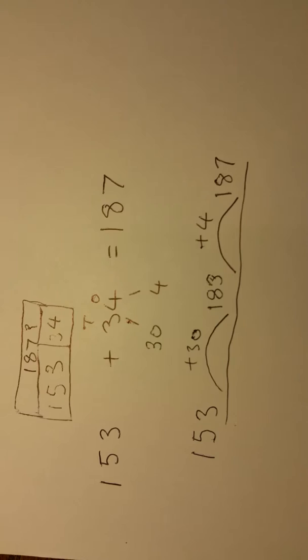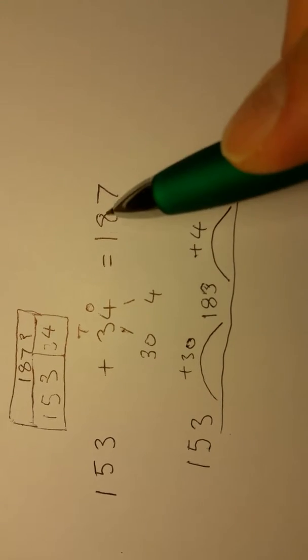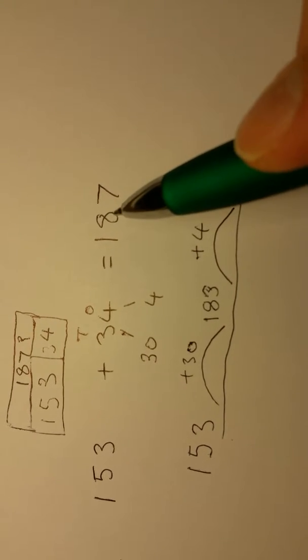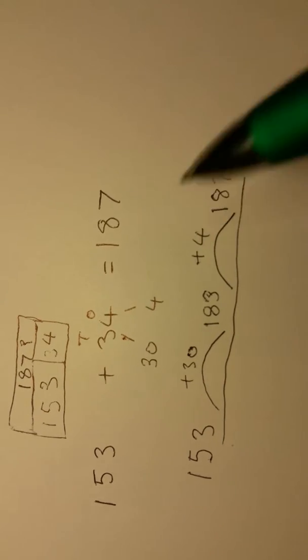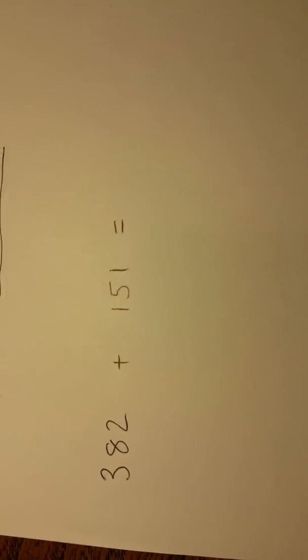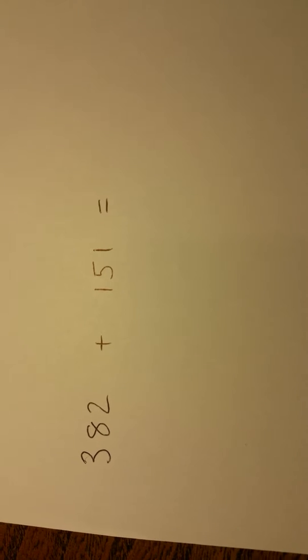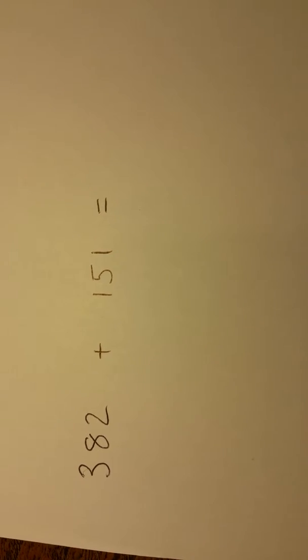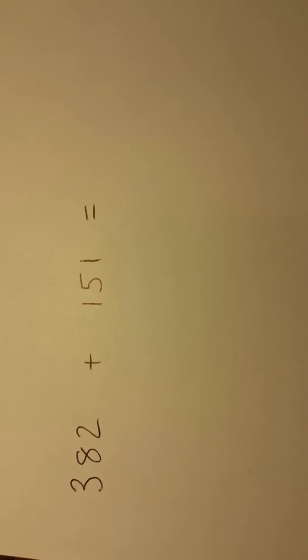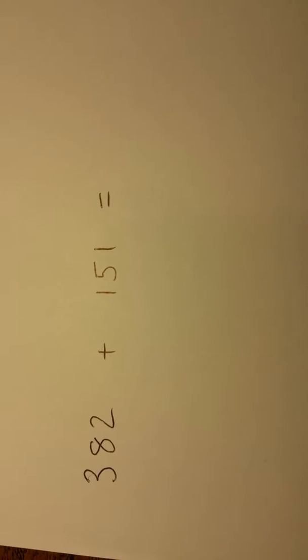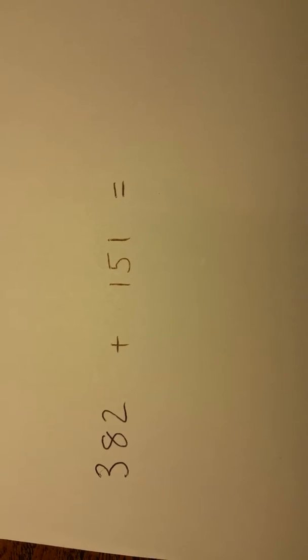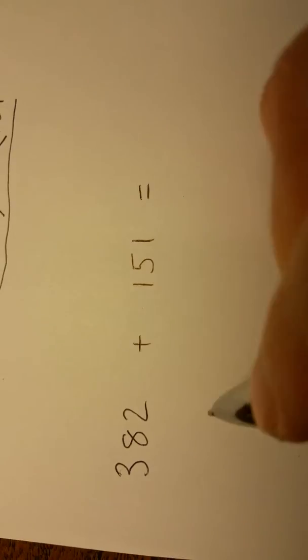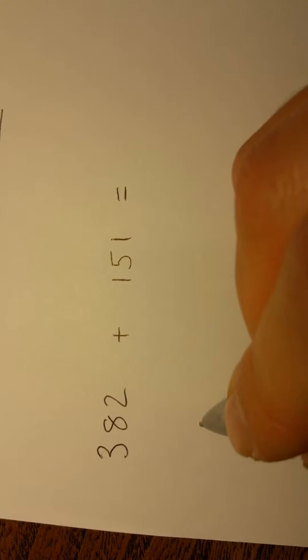That's relatively straightforward. We haven't crossed through from the tens to hundreds or ones to tens. Let's see what happens if we try a harder one. So again, 382 plus 151. It's good practice to write that as a bar model, just to visually show what the problem is asking you to do. I'm not going to do that now though, just for the sake of time.